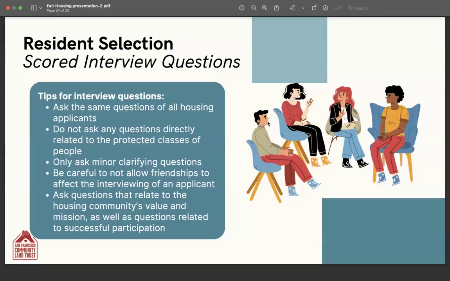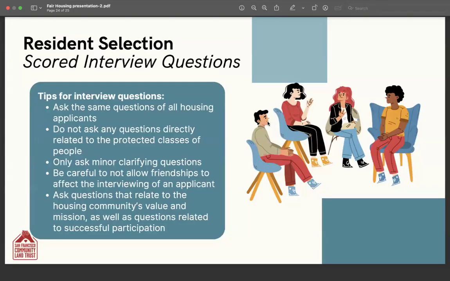And you want to be careful about not allowing friendships to affect the interviewing of an applicant. So you're asking the same questions to somebody who may be the friend of somebody that lives at the housing as you are to someone who is unknown. And then finally, the questions themselves, like I mentioned before, they need to relate to the housing community's value and mission, as well as be in relationship to what it means to be a successful participant in the housing community.